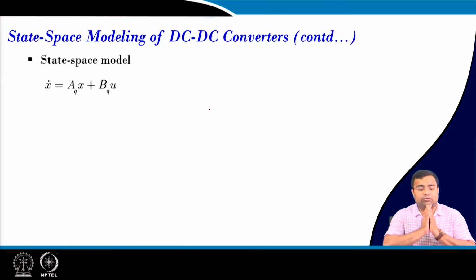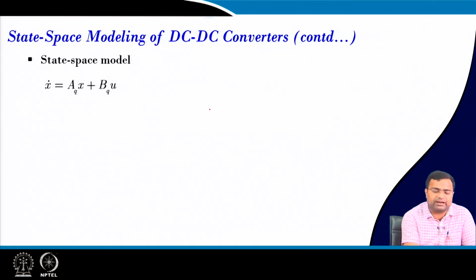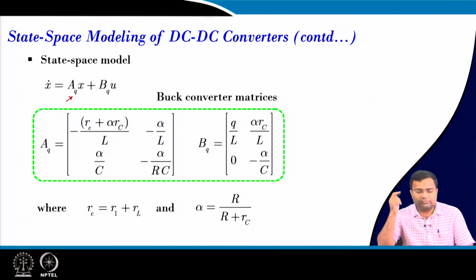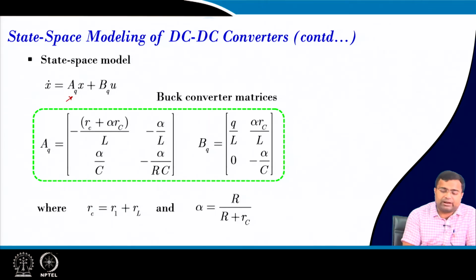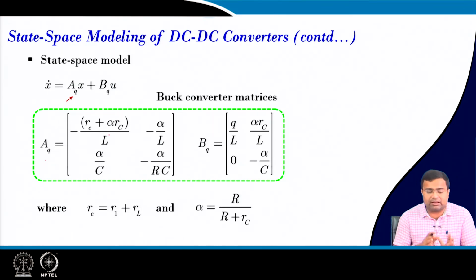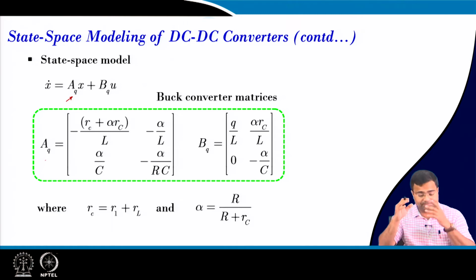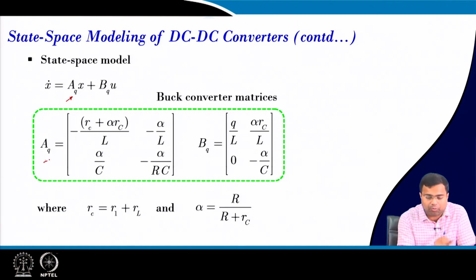Next, if we want to write the state space model, then based on the switch configuration, whether Q, the gate signal, is 1 or 0, we will get accordingly A0 or A1, and here AQ for a buck converter can be written in terms of the parasitics. Here we are assuming that the two switches of the buck converter are identical, so their on state resistances are the same. Then the A matrix will be common.